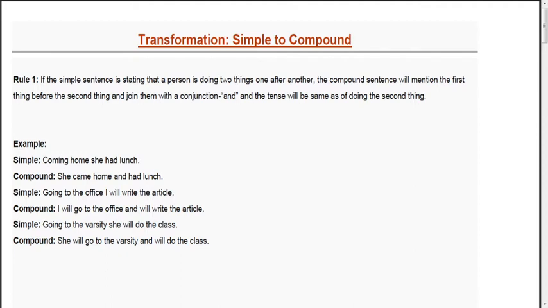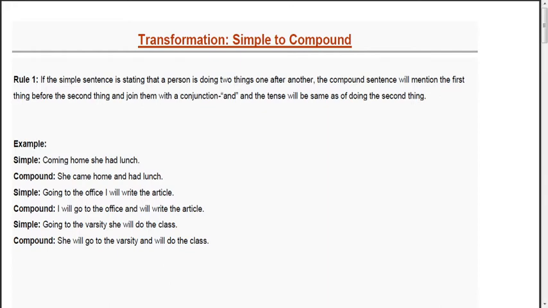Well, if you go to the example: Coming home, she had lunch. If you want to change it to compound, we get two actions here. One is coming home, another is having lunch. As I said, we'll write the first action first, then put a conjunction, then the second action. So here the first action is coming home. You write it down according to the tense there.